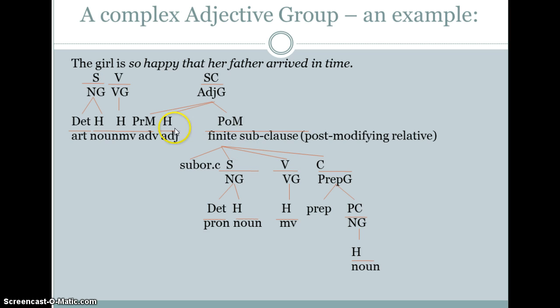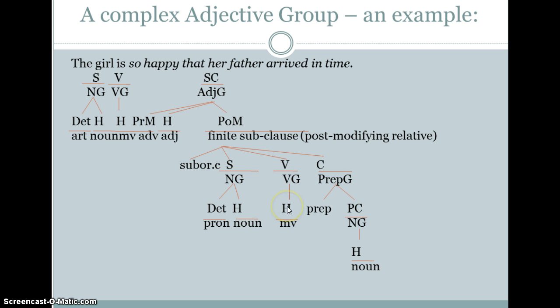In this sentence we have what we call a very long post-modifier, and that is that her father arrived in time. This post-modifier consists of what we would call a post-modifying relative finite subclause. It's finite since we have a subject, her father arrived, and you can see that the verb shows tense.